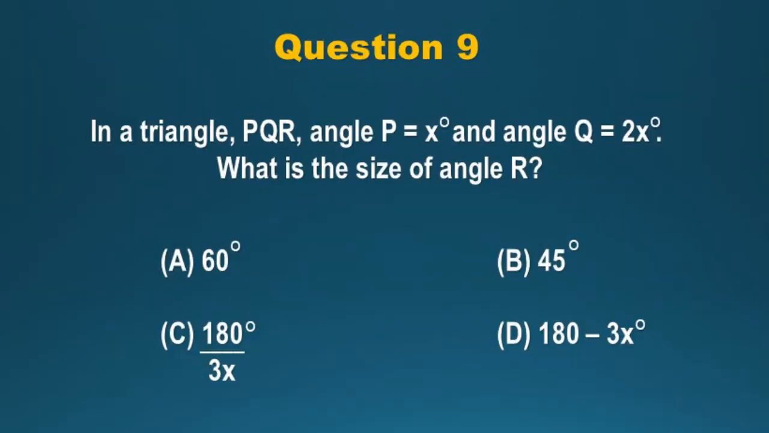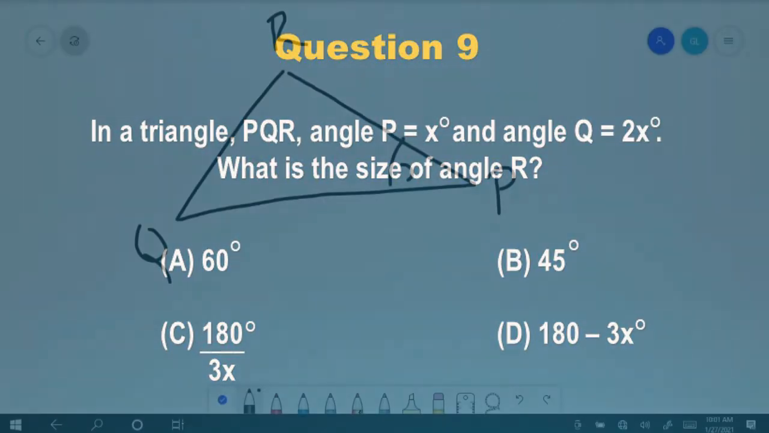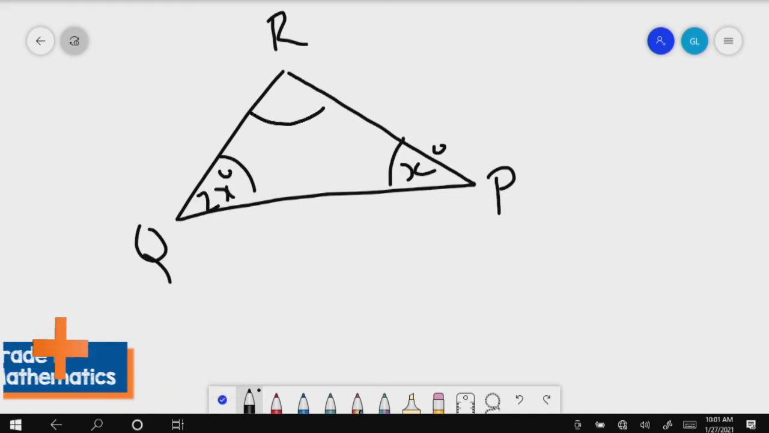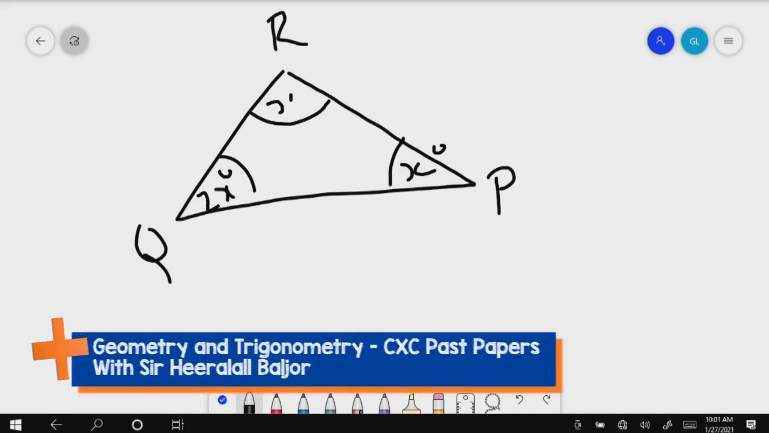In triangle PQR, angle P is x degree and angle Q is 2x degree. What is the size of angle R? In geometry and trigonometry, these are principles we have to remember and understand, that the sum of angles in a triangle is equal to 180 degrees. If you were to put that up on a diagram and label the triangle in reference to PQR, and input what is known, they tell us that angle P is x degree, angle Q is 2x degree, and they want the size of angle R, which is unknown.